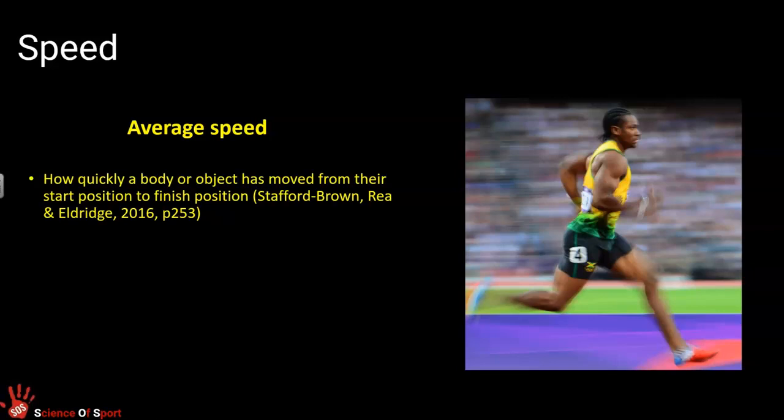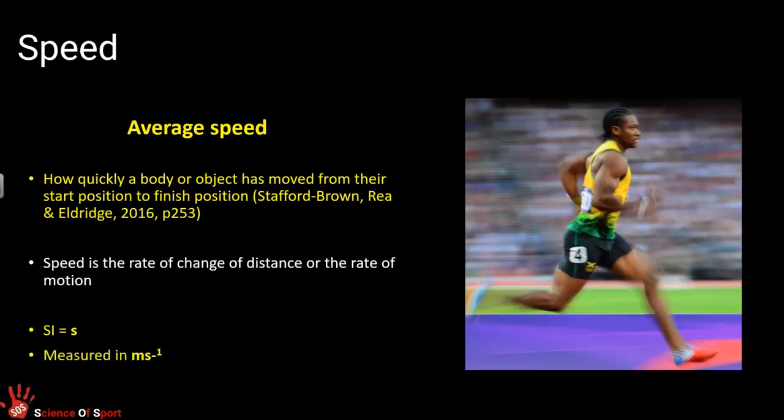So speed, or average speed, is how quickly a body or object has moved from their start position to their finish position. It's the rate of change of distance or the rate of motion. And the symbol is S. So again, you may know that already. It's measured in meters per second.